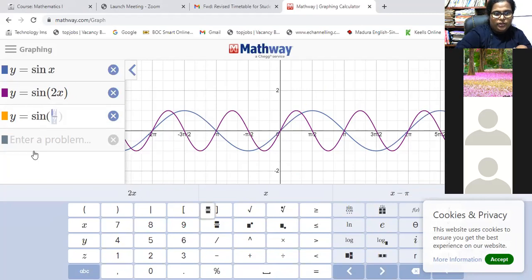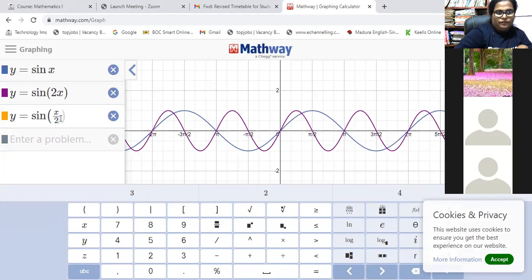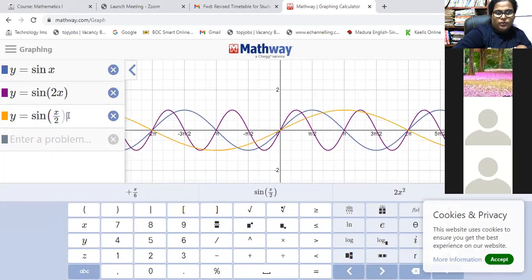x over 2. You can enter any function for this Mathway graph, right? ඒක තමයි ඒකේ හොඳම දේ. දැන් ඔයගොල්ලන්ට පේනවා ඇති මේ කහ පාටින් පෙන්නන්නේ. I am not deleting here.